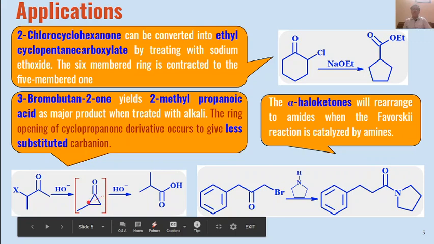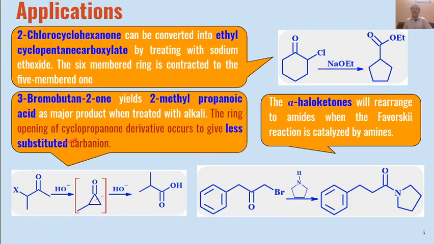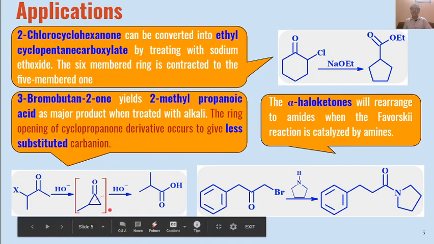So in general, we have to say that breaking of the cyclopropanone derivative will take place in such a way that the less substituted carbanion will be formed, and that carbanion will take up H positive ions from water and give us carboxylic acid as the product.